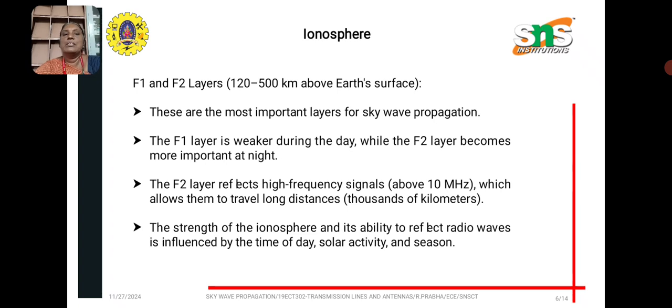And the F1 and F2 layers, that is from 120 to 500 km above Earth's surface, are the most important layers for high frequency skywave propagation. The F1 layer is weaker during the day, while the F2 layer becomes more important at night. The F2 layer reflects high frequency signals above 10 MHz, which allows them to travel long distances, that is thousands of kilometers. The strength of the ionosphere and its ability to reflect radio waves is influenced by the time of the day, solar activity, and season.